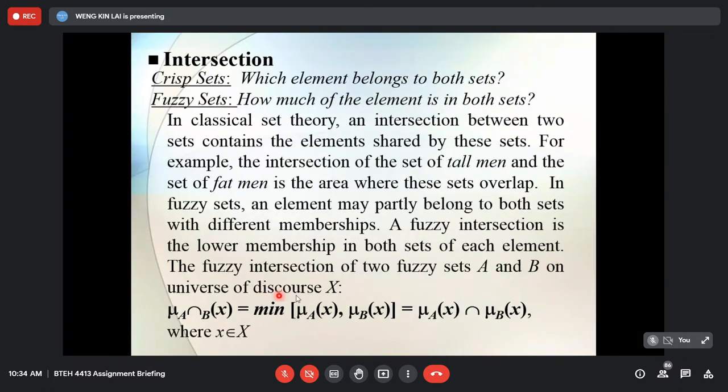Right? The fuzzy intersection of two fuzzy sets A and B on the same universe of discourse. In our earlier case was on the height of the man. So this is a representation. You have this intersection, right? Basically it's the AND function. It will be the minimum of the two. You just compare which one is smaller, right? You compare the membership for A and membership for B, and you take the one which is smaller.